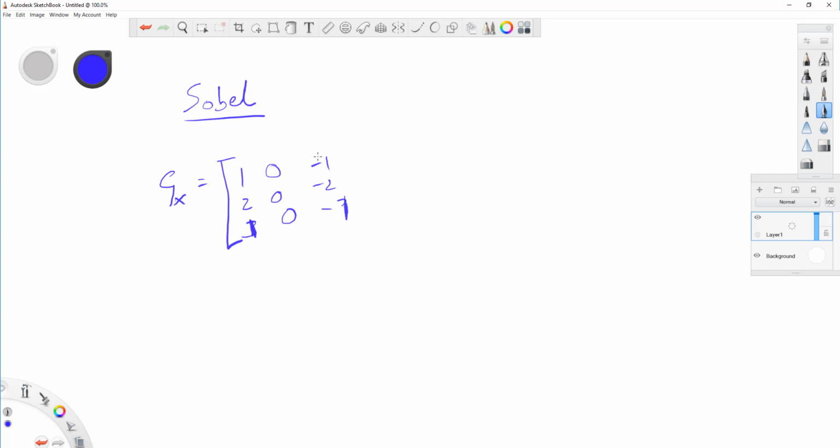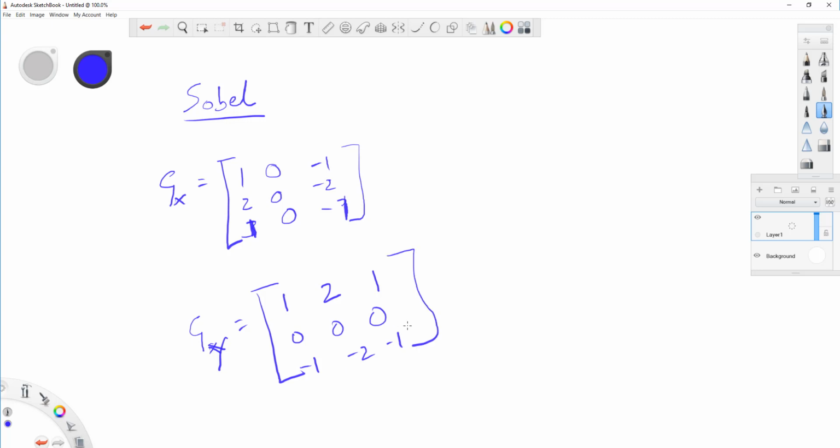So 1, 2, 1, minus 1, minus 2, and minus 1, and 0, 0, 0. This is your kernel, or operator, along the x direction. And along the y direction for Sobel, you have exactly the same thing as before: 1, 2, 1, then 0, 0, 0, and then minus 1, minus 2, and minus 1.